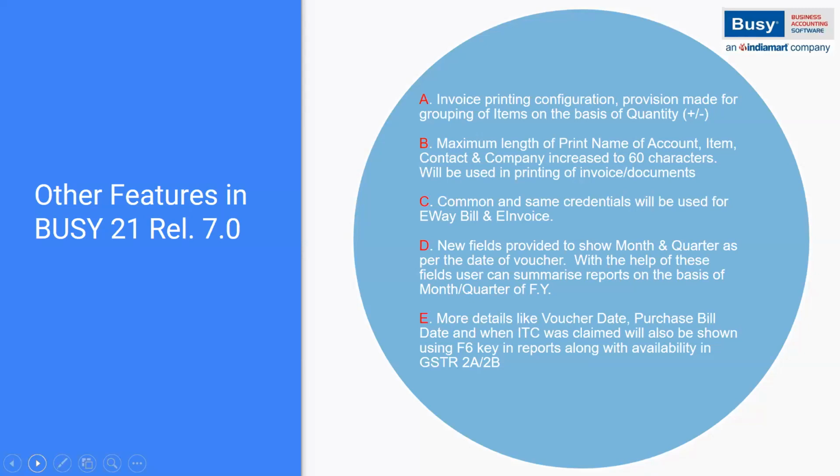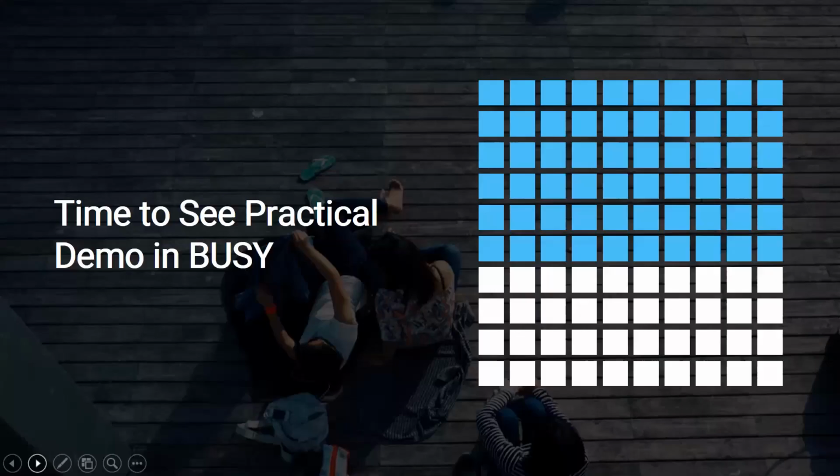These things are provided. In reports, month and quarter fields are provided. You can add a custom column of the month and the relevant quarter, so that based on that you can do the summary. And for GST ITC tagging, you want to check the status. Now the voucher date, purchase bill date, and everything will be shown using the F6 key.